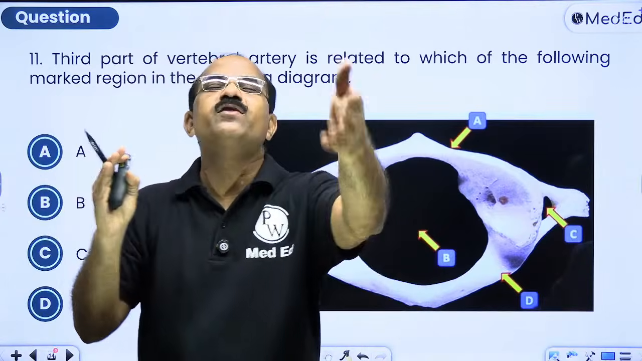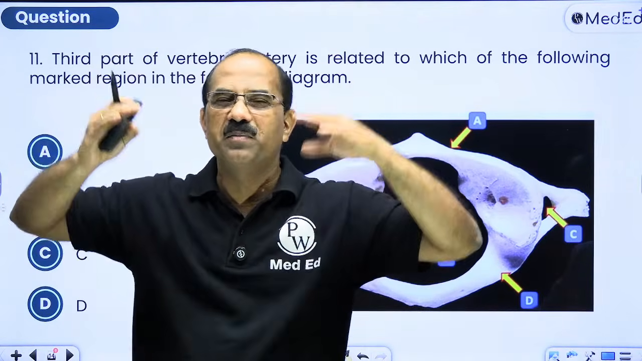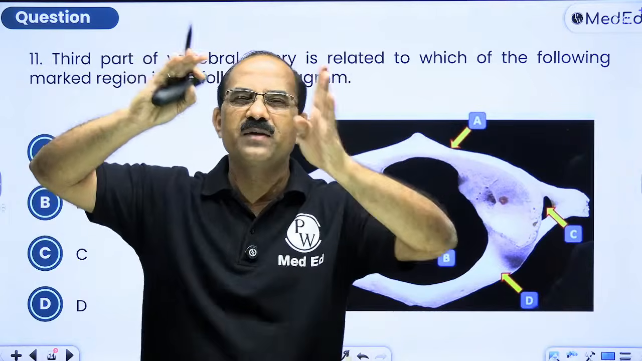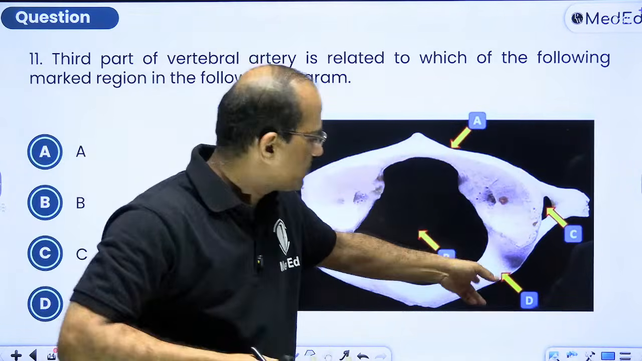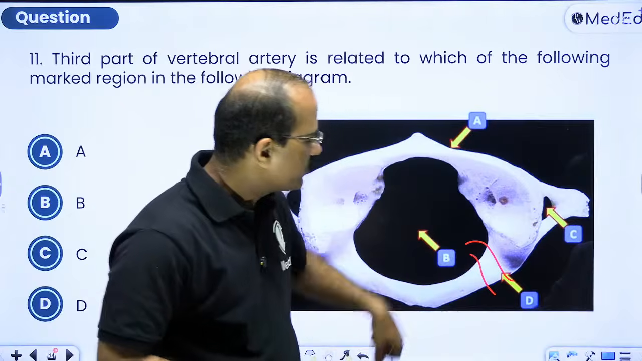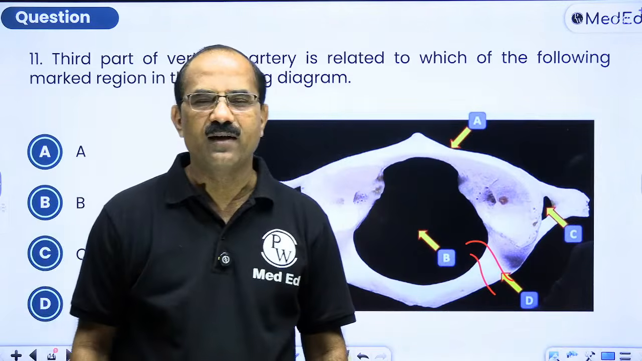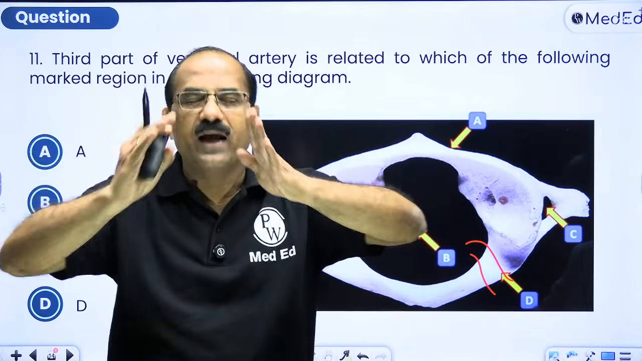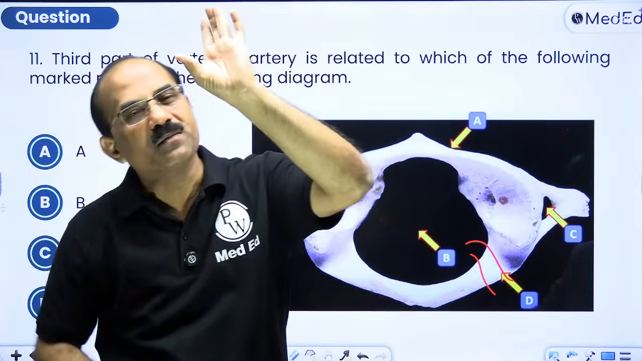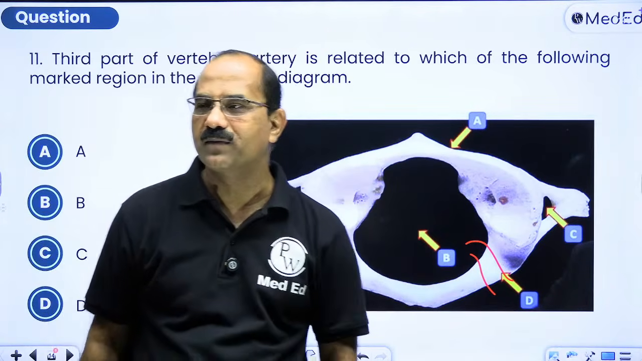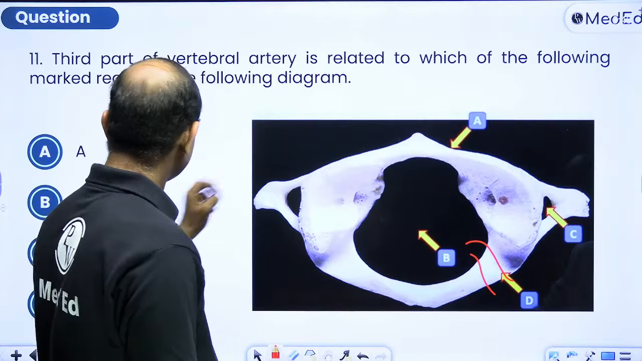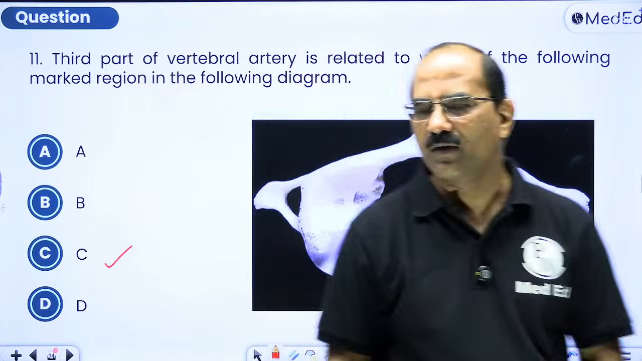कौन से foramen transversarium में जाती है? C6 vertebrae के. Inside the foramen transversarium, that's the second part. The third part of the vertebral artery will lie here on the posterior arch of the atlas, and then it will enter the skull through the foramen magnum. That's the fourth part. ठीक है? So इसका आंसर क्या होगा? C. So third part of vertebral artery lies here.